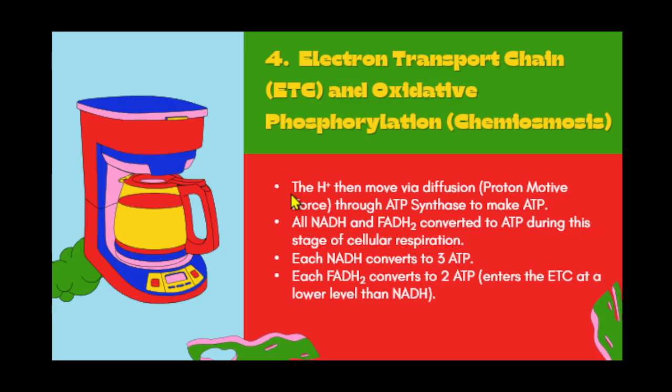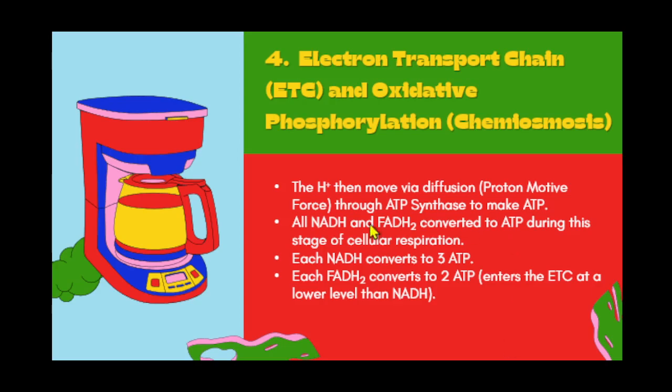Also, let's look at this part. The hydrogen ions then move via diffusion, or proton motive force, through ATP synthase to make ATP. That's what we saw in the picture. All NADH and FADH are converted to ATP during this stage of cellular respiration.